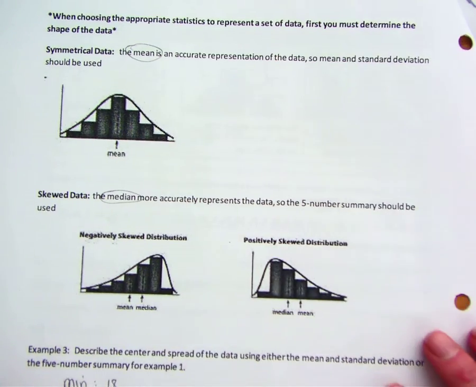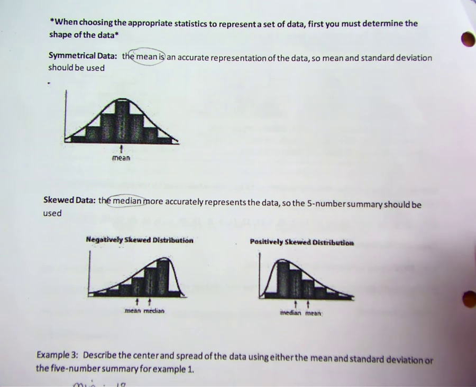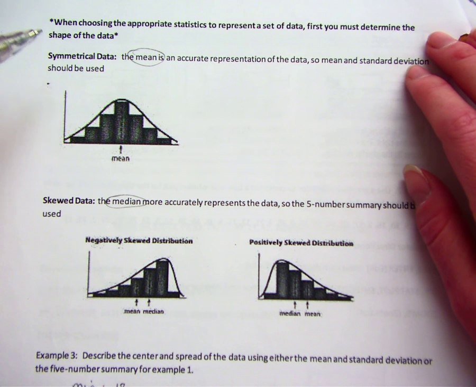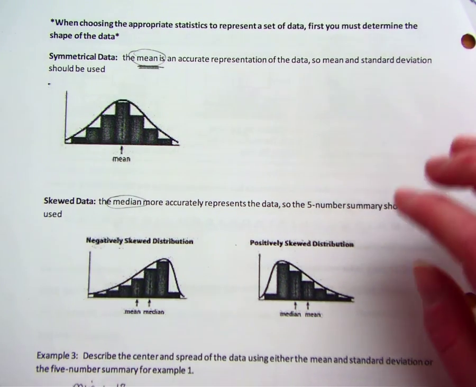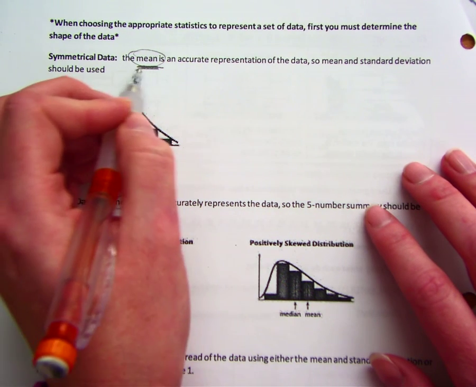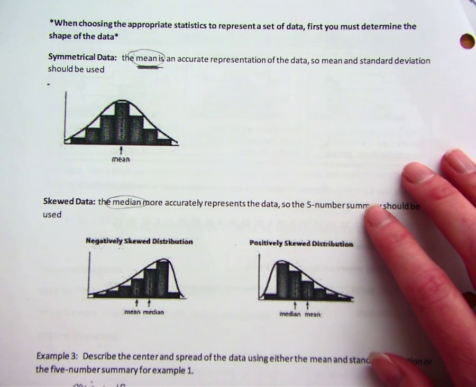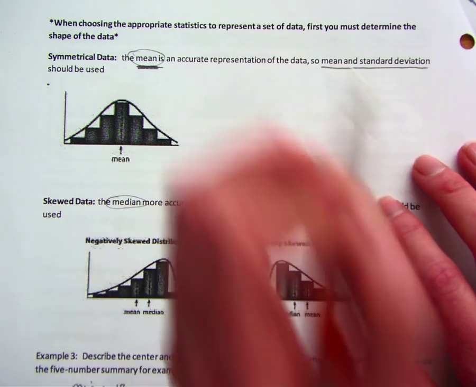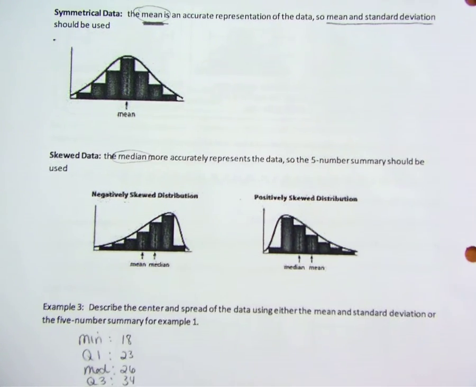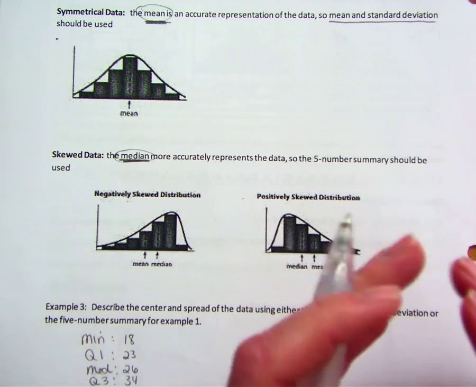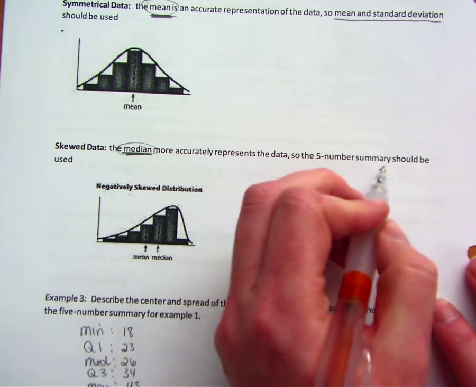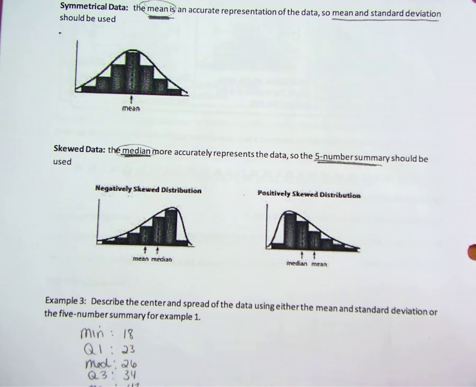Turning the page, what information can we tell from the symmetry of a graph? When we're trying to represent the data accurately, we want to find the symmetry. If it's symmetric, the mean is the best way to represent the data, so we give the mean as the answer, and usually we give the mean and standard deviation. If the data is skewed, the median better represents the data because the mean gets pulled away from the data. So if it's skewed, we use the 5-number summary to represent the data.